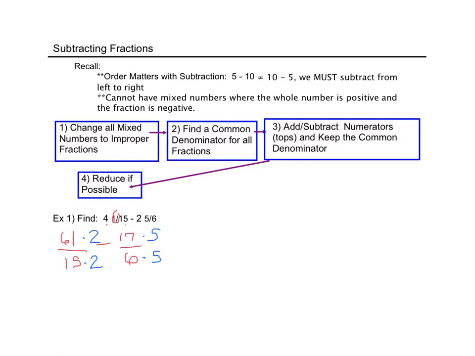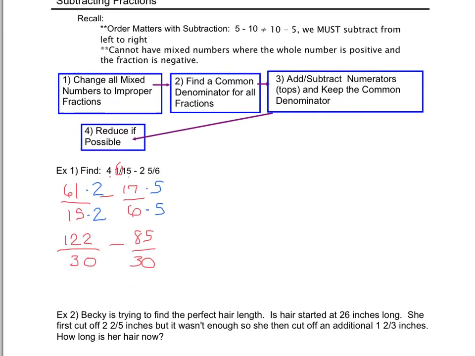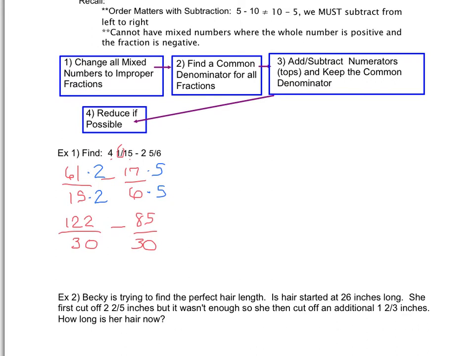Well, 61 times 2 gives me 122 over 30. Minus 17 times 5 is going to give me 85 over 30. And I can go ahead and subtract. Doing that subtraction gives me 37 over 30, which I can leave as an improper fraction, or I can say 30 goes into 37 once with 7 out of 30 left over.